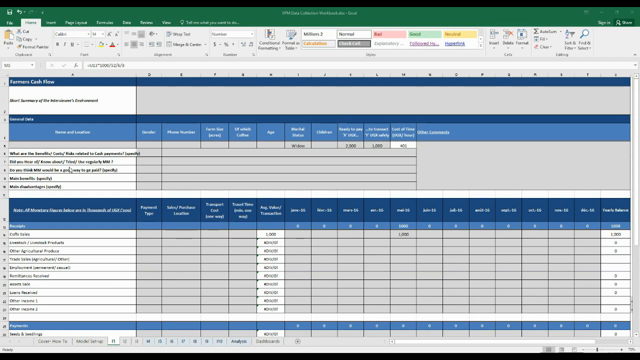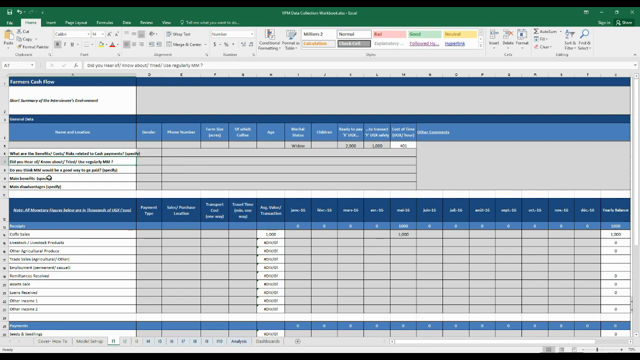So the next question here, what are the benefits, costs, or risks related to cash payments? So this is just some qualitative questions right here. They can be changed depending on what sort of project you're looking into, what sort of research you're doing. These are the questions that we chose to ask just to be able to feed some qualitative data into our analysis.